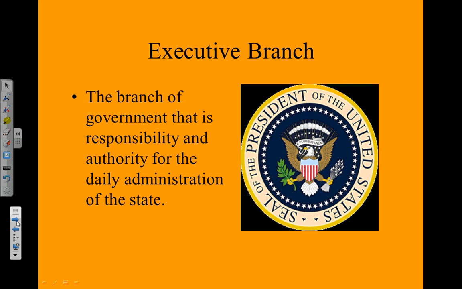The executive branch is, again, another branch of the government. This one is symbolized by the presidential seal. The executive branch of government is responsible and has authority over the daily administration of the country.